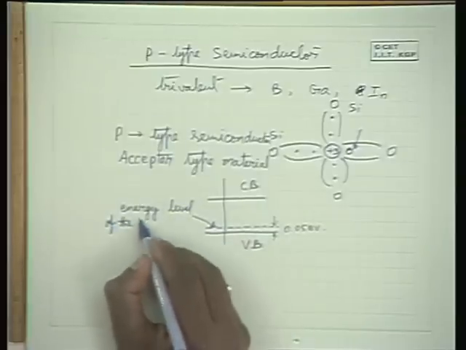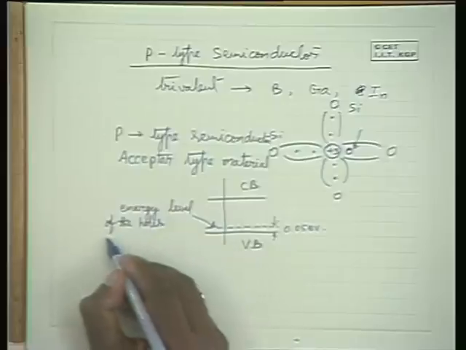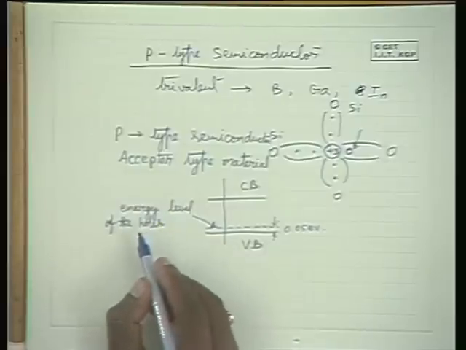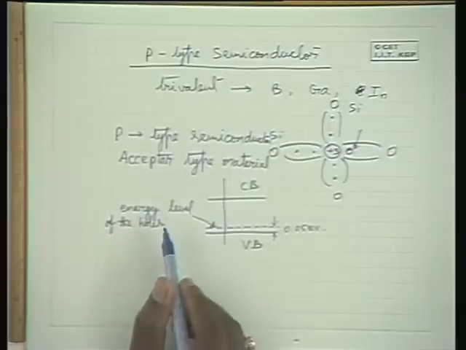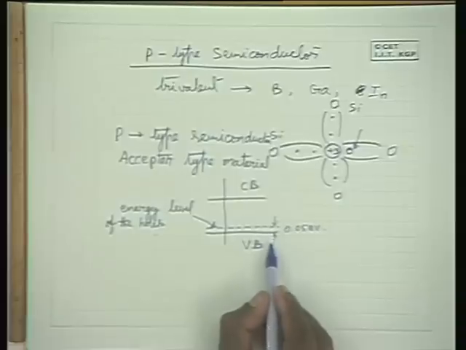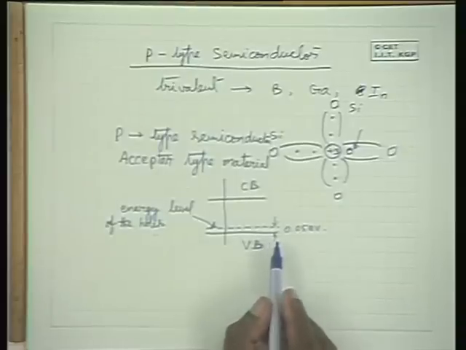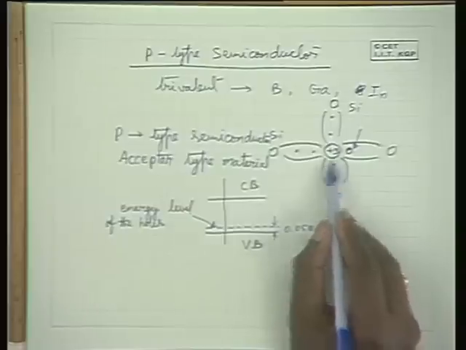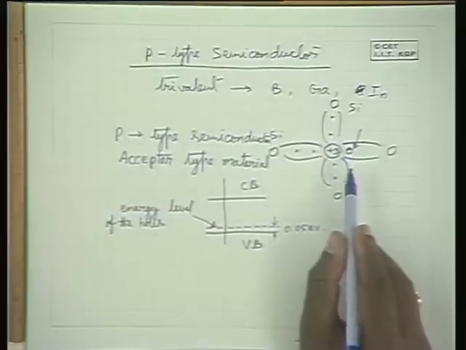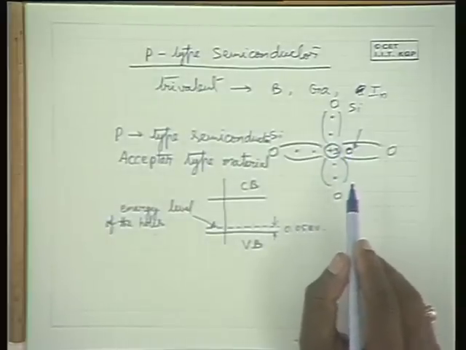So this is the energy level of the holes created by impurity, not the holes created by the thermal energy. These are the holes created by the impurity. So this is very close to the valence band. Therefore, the electrons which are present in the adjacent covalent bonds can jump into this hole, and these holes contribute for current flow.